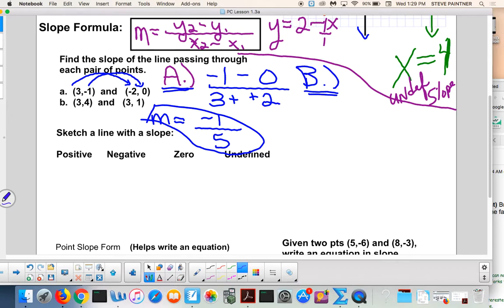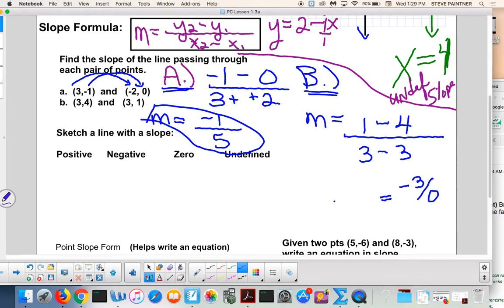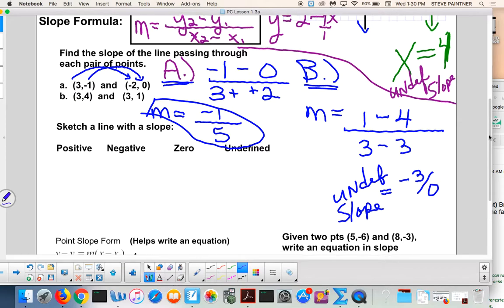What was the slope of B? Undefined. Okay. Quick. Try it. Your y's are going to be 1 minus 4 over 3 minus 3, which is negative 3 over 0. Can you divide by 0? No, you can't. It's not defined, so we just say undefined slope, which actually means there is no slope. What kind of line is this? It is a vertical line. If you graph those points, you're going to get vertical.